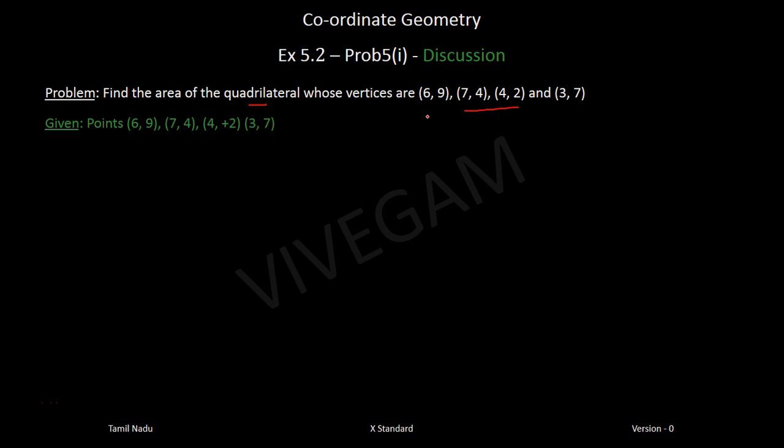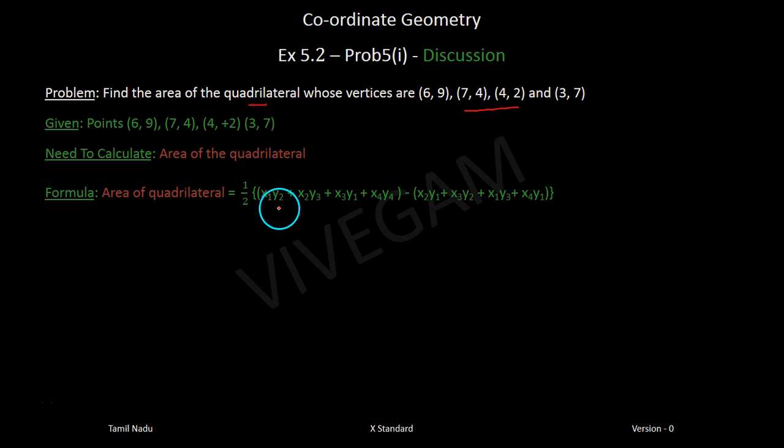So let's write it out. The 4 points are given. We are asked to find the area of the quadrilateral. The formula for the quadrilateral is half into x1 y2 plus x2 y3 plus x3 y4 plus x4 y1. The x4 term is extra from the triangle. Similarly, minus x2 y1 plus x3 y2 plus x4 y3 plus x1 y4. This is extra for the quadrilateral.